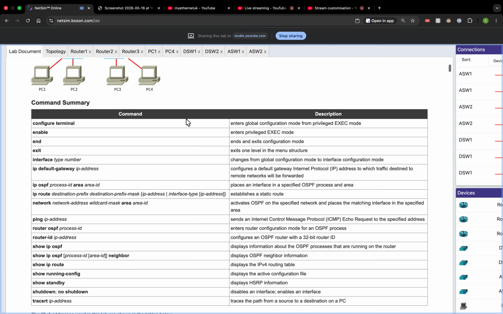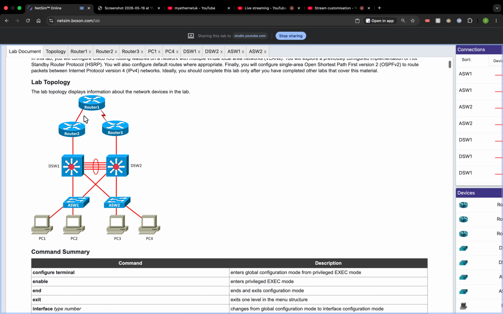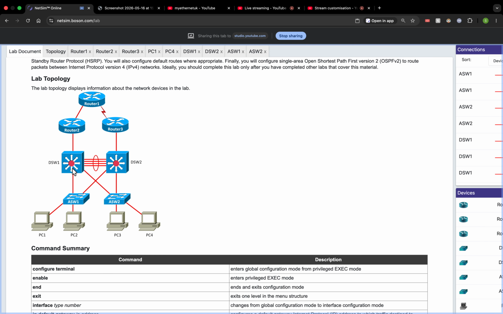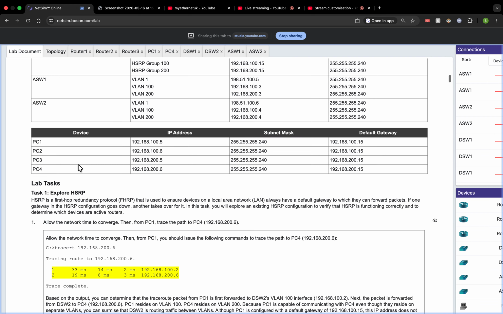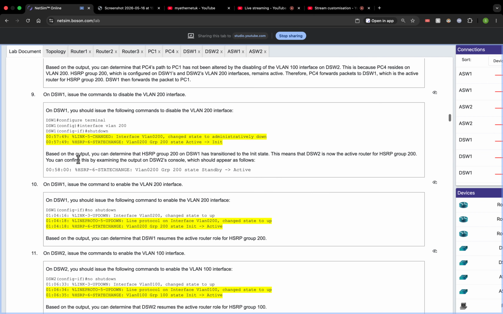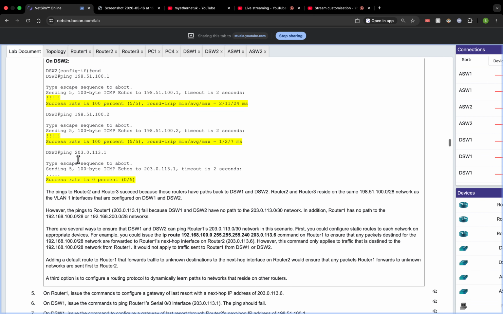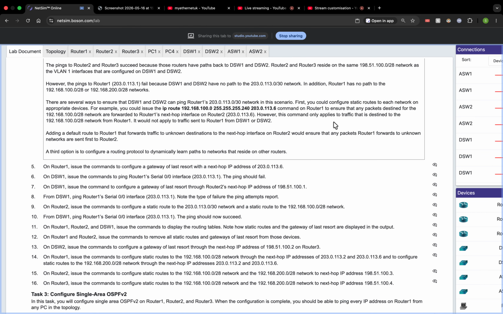192.168 or 198.51. It doesn't have a path to even these 192.168 addresses. So the server needs to ensure that DSW1 and DSW2 can ping router 1's network in this scenario. First, you could configure a static route to each network on the appropriate devices. For example, we could do this: IP route 192.168.100.0 255.255.240.0 203.0.113.6. Okay. On router 1, we can configure that.